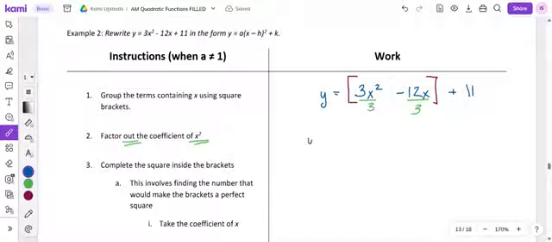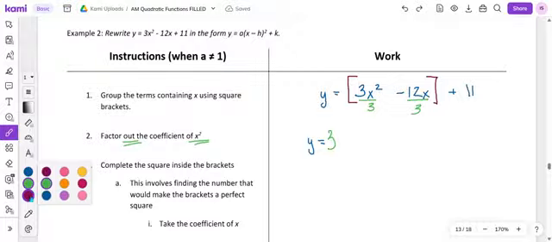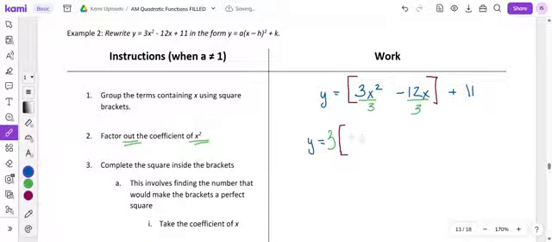So now I'm going to have y equals, I'll put the 3 out front, and whatever's left over goes inside the square brackets. So 3 divided by 3 cancels out, x squared. Negative 12 divided by 3 is negative 4x. Close the bracket. Don't forget that plus 11.